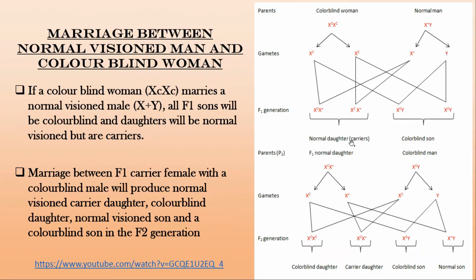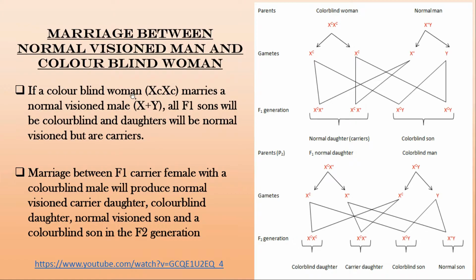Now the next type of marriage is between a normal visioned man and a color blind woman. We know that in the hemizygous condition itself the man becomes color blind, whereas only in the homozygous condition does the woman become color blind.